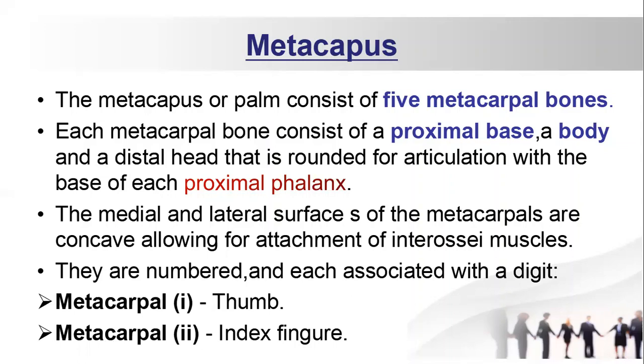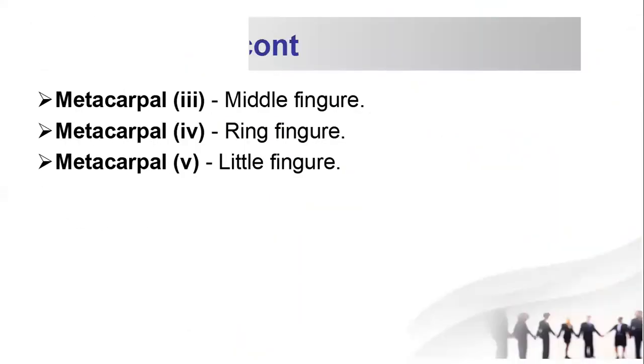The first one is the thumb, which is the first metacarpal. Second, on the index finger. Then the third metacarpal is found on the middle finger. The fourth is found on the ring finger, and the fifth is on the little finger.